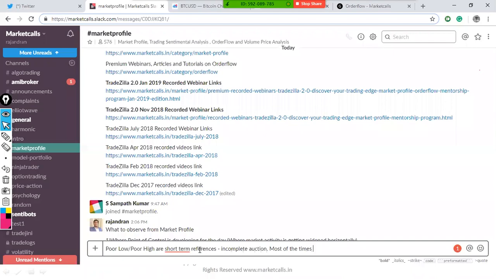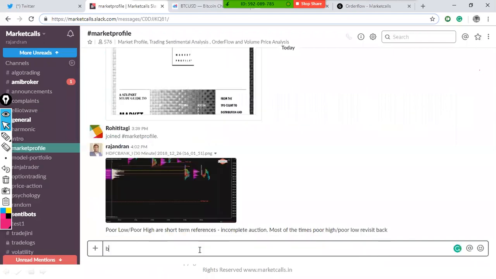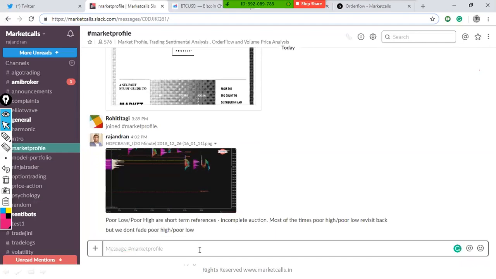Most of the time, poor high or poor low revisit back, but we don't fade poor highs or poor lows, because at times it will be tricky. Not every poor high and poor low will be cleared in a sideways market. In a trending market, it may leave the poor highs, poor lows. You'll be missing a lot of good opportunities in the market. So fading the poor high and poor low alone is not a strategy. We have a strategy for poor highs and poor lows. We talk about it. It's called exponential poor highs and poor lows.